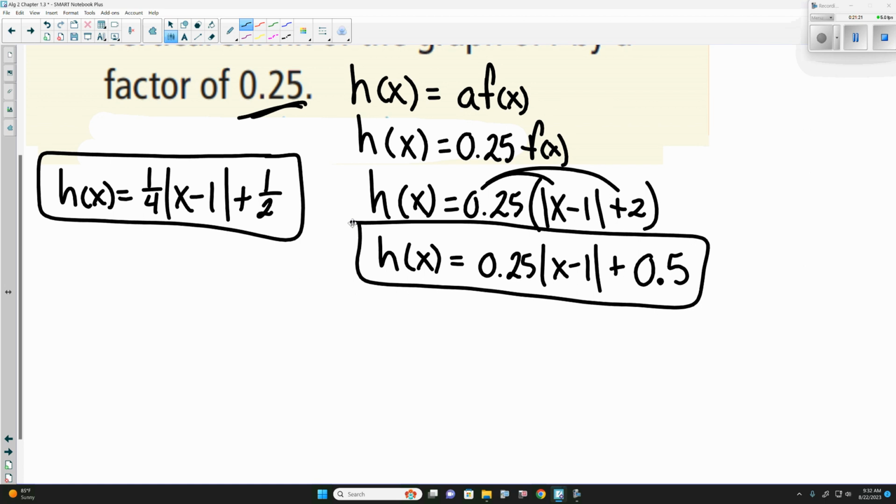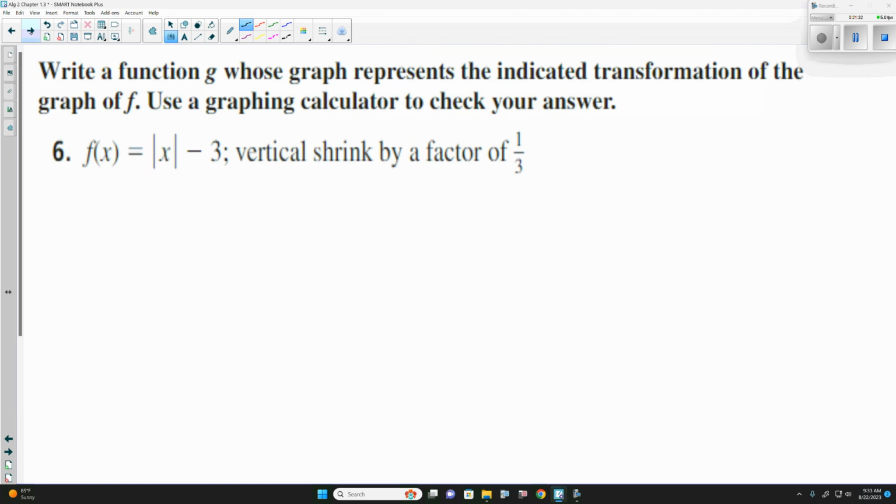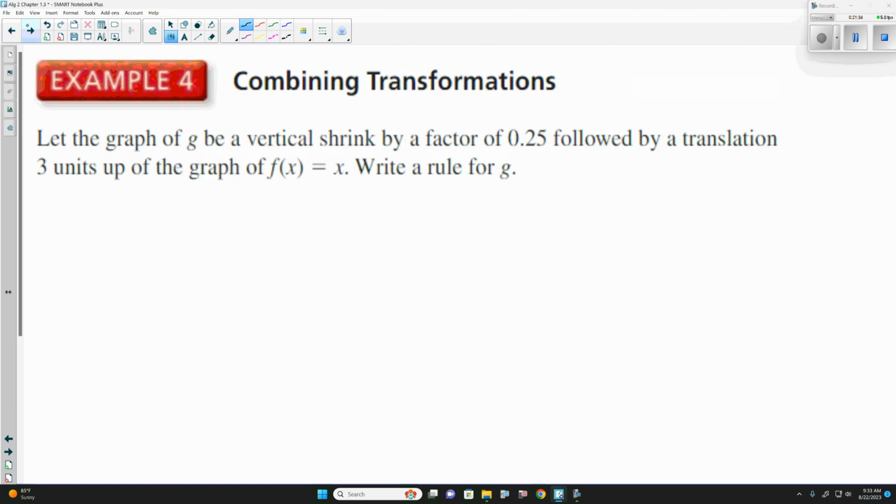Questions on any of this here? How do we feel about vertical stretch and shrink? Feel good with this here for the most part? I know I'm skipping two, but I want to look at these last few here, because these also have our vertical stretch and shrink with them.